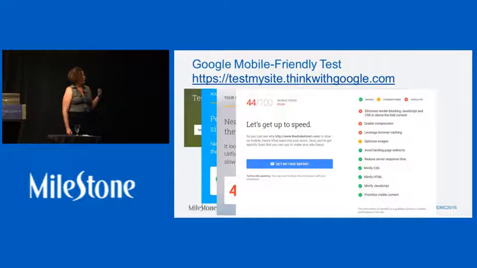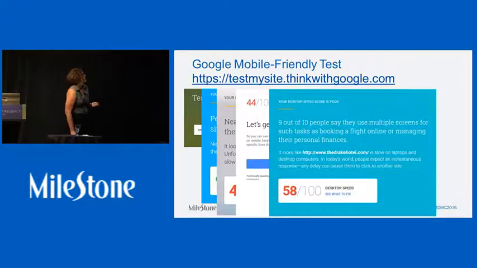And now, we are in a cross-device world, right? People are checking rates, looking at things on mobile devices, and maybe going home and completing a purchase on desktop. So the Think with Google tool will also give you your desktop speed. Again, this website doesn't do so well, only 50 out of 100. This site really does need to load faster on desktops.